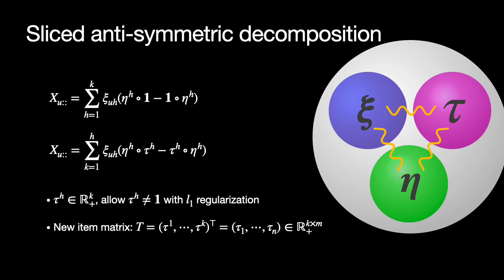In fact, the all-one vector can be replaced by any other vector, and the anti-symmetric property still holds. In our work, we replace the one vector by tau, a vector that takes positive values. The rationale will become clear in the next slides. As a consequence, a new atom embedding matrix T is introduced.